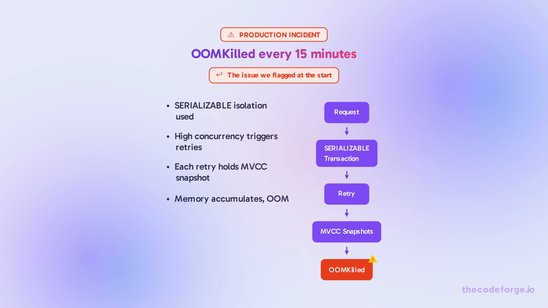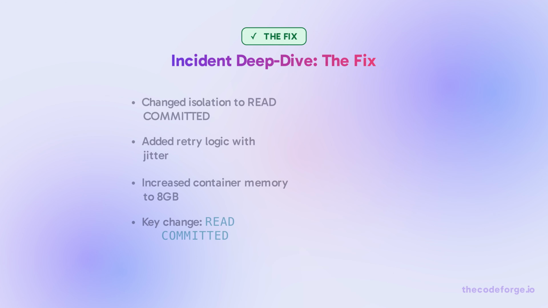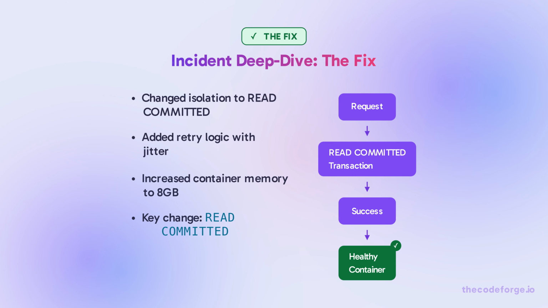This is the same issue we highlighted at the start. Here's exactly why that happened. The service used SERIALIZABLE isolation. Under concurrency, transactions retried exponentially, each retry holding a snapshot of the entire database in memory. The 4 GB container limit was hit because each retry accumulated more MVCC snapshots. The fix was to change isolation to read committed and add retry logic with jitter. Also increased container memory to 8 GB as a buffer. This resolved the OOM issue and prevented recurrence.